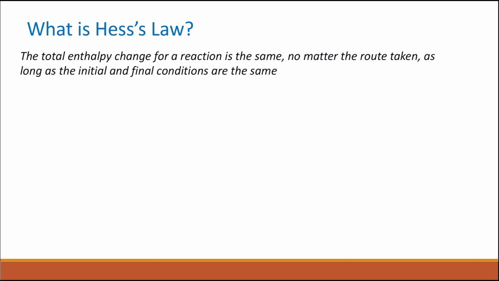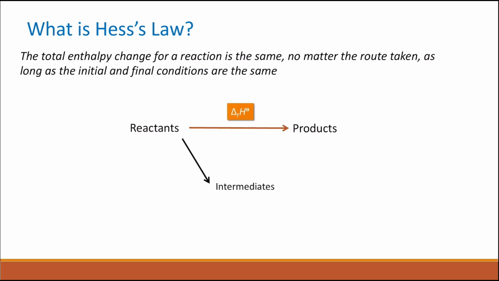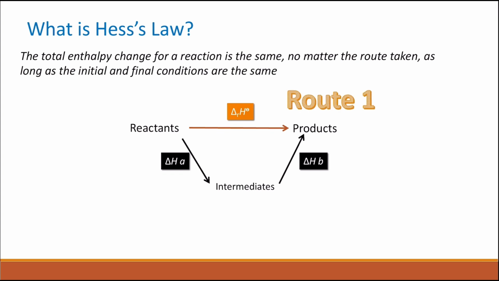Hess's law states that the total enthalpy change for a reaction is the same no matter the route taken. So if you have reactants reacting to give certain products, whether it goes directly from reactant into product, or through an intermediate where the reactant gives you an intermediate and then the intermediate gives you the product, for each of these reactions there will be a certain enthalpy change. Now we have two different routes. The total of route one will equal the total of route two.